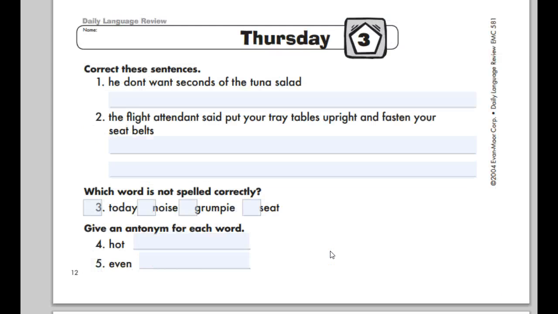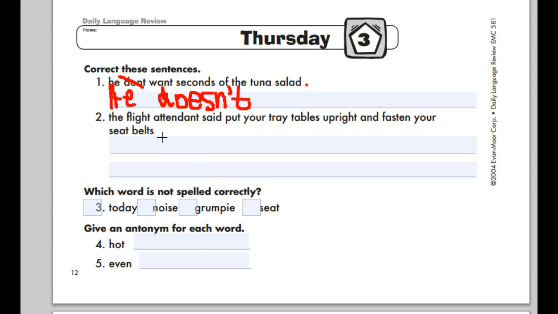Okay, so Thursday. He don't want seconds of the tuna salad. So he is the correct pronoun to use. And we wouldn't say he don't, we would say he doesn't. D-O-E-S-N-'-T. Want seconds of the tuna salad, and that would be a statement, so period.